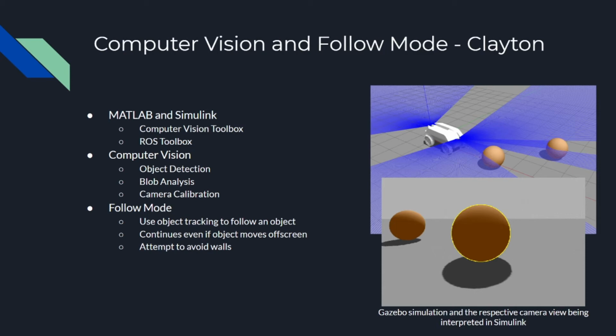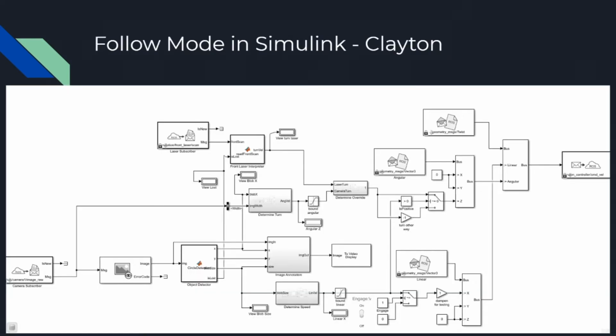Follow mode is an alternative autonomous navigation mode for Lil Pig. In follow mode, Lil Pig will track an object that it sees on camera and attempt to follow it. It will continue to track the same object the best it can, despite things like the object moving off screen or the introduction of a second identical object. It will also use the lasers to check if it may run into a wall and instead attempt to avoid it. To better demonstrate follow mode's logic, here's its model in Simulink.